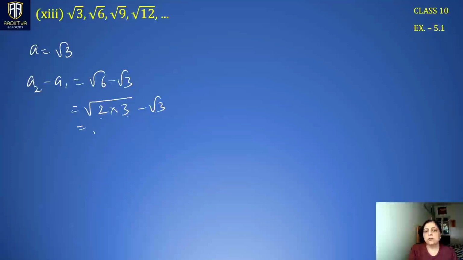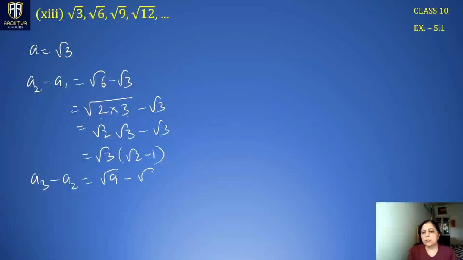Or otherwise you can break them into factors. If you want, you can write it like this: root 6 is root 2 into root 3. Now root 3 is common, so root 2 minus 1 is inside this. Try for A3 minus A2. It is root 9 minus root 6. Root 9 is otherwise 3. Otherwise you can keep them in roots, like root 3 into root 3 minus root 2 into root 3. So what is common to them now? Root 3 is common. Then we are left with root 3 minus root 2 inside the bracket.